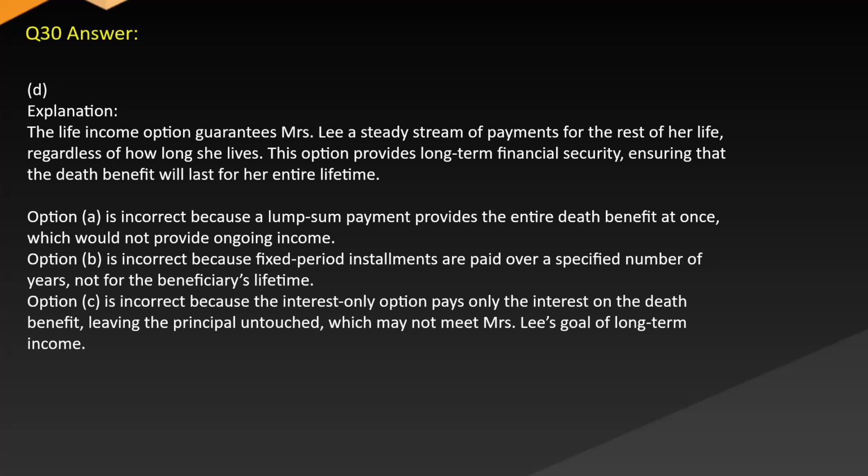Option A is incorrect because a lump sum payment provides the entire death benefit at once, which would not provide ongoing income. Option B is incorrect because fixed period installments are paid over a specified number of years, not for the beneficiary's lifetime. Option C is incorrect because the interest-only option pays only the interest on the death benefit, leaving the principal untouched, which may not meet Mrs. Lee's goal of long-term income.